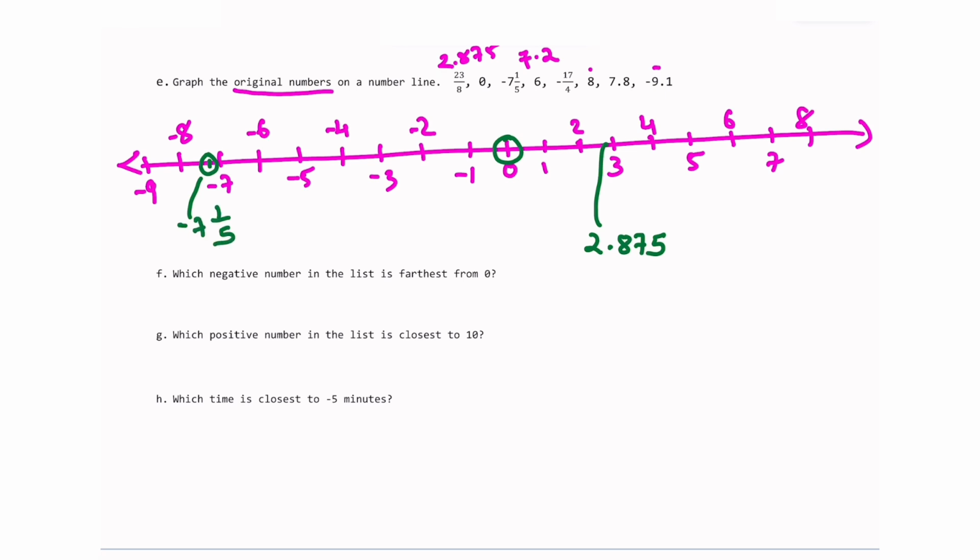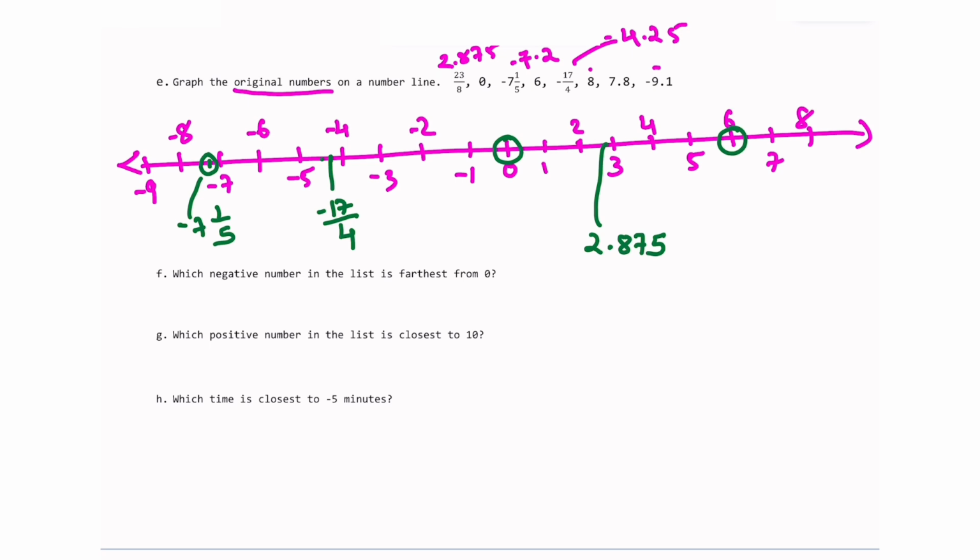Then the next number is 6. Whole numbers are very easy to mark. Then 17 over 4. What was the answer for that? It was 4.25, right? And that's also a negative one. So 4.25. 4 is here, 5 is here, -4 and -5. So this would be 4.5. So somewhere here, right? So that is -17 over 4.